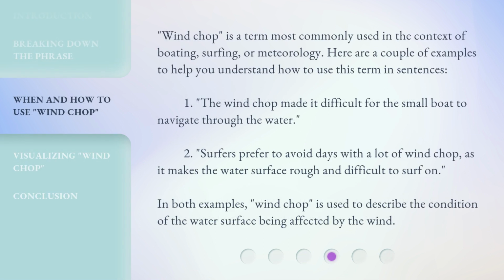Windchop is a term most commonly used in the context of boating, surfing, or meteorology. Here are a couple of examples to help you understand how to use this term in sentences. 1. The windchop made it difficult for the small boat to navigate through the water. 2. Surfers prefer to avoid days with a lot of windchop, as it makes the water surface rough and difficult to surf on. In both examples, windchop is used to describe the condition of the water surface being affected by the wind.